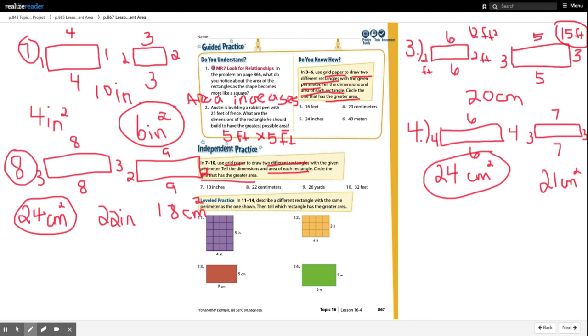These problems take time. It's not that they're hard, but they are time consuming. So take your time on them. Find the same perimeter, then try to find the greater area. Try to do some practice problems before moving on to your quick check.